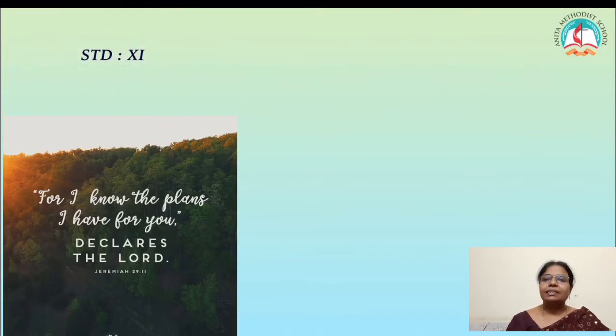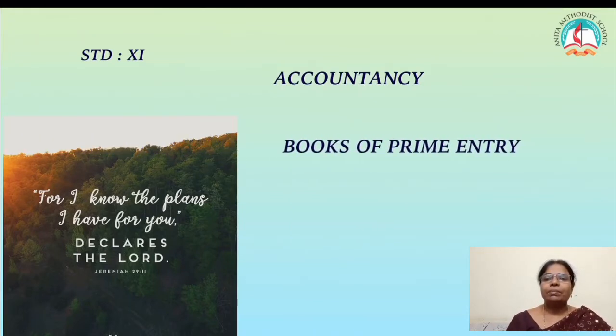In the last class, we have studied about basic accounting terminologies. In this class, we are going to see about books of prime entry. First, we will see about accounting process.